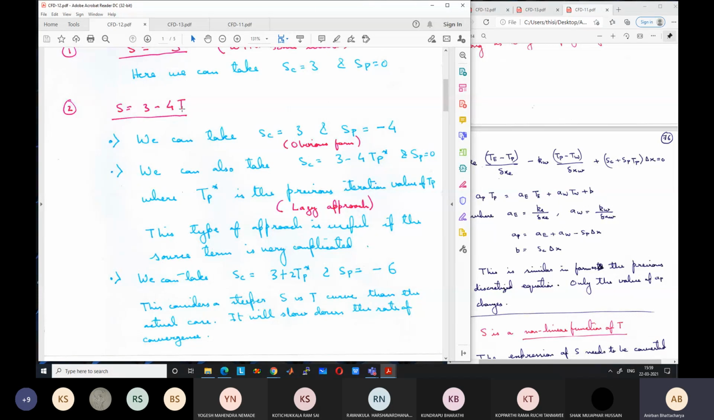So this is also another approach, and what we are doing is taking a steeper slope. The actual slope is -4, but we are taking a slope of -6. We are taking a steeper S versus T curve than the actual case. It will slow down the rate of convergence. Why will it slow down the rate of convergence? Because you are going towards the convergence at a certain rate depending on how fast you can approximate the correct solution.